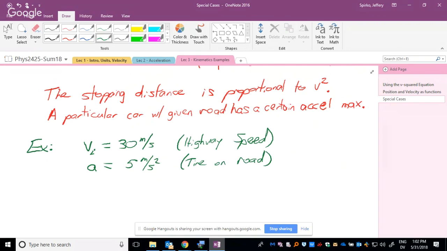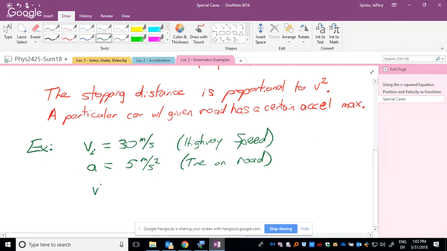And if the road is icy, there are places where ice comes down from the sky. I know those places aren't here usually, but it does happen. That makes the grip even less, and then the acceleration maximum might be as low as like 0.2 meters per second squared. But this gives us a way to easily calculate the stopping distance.